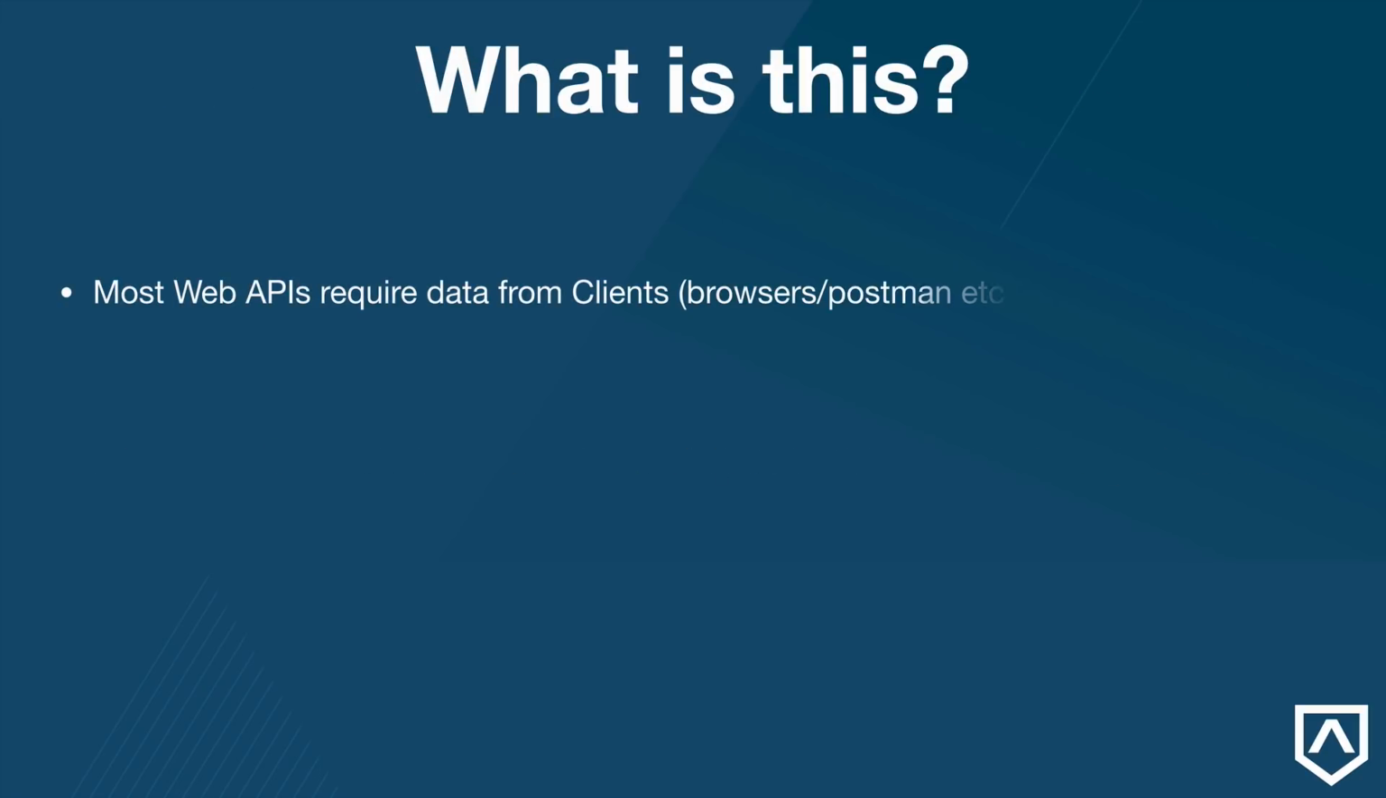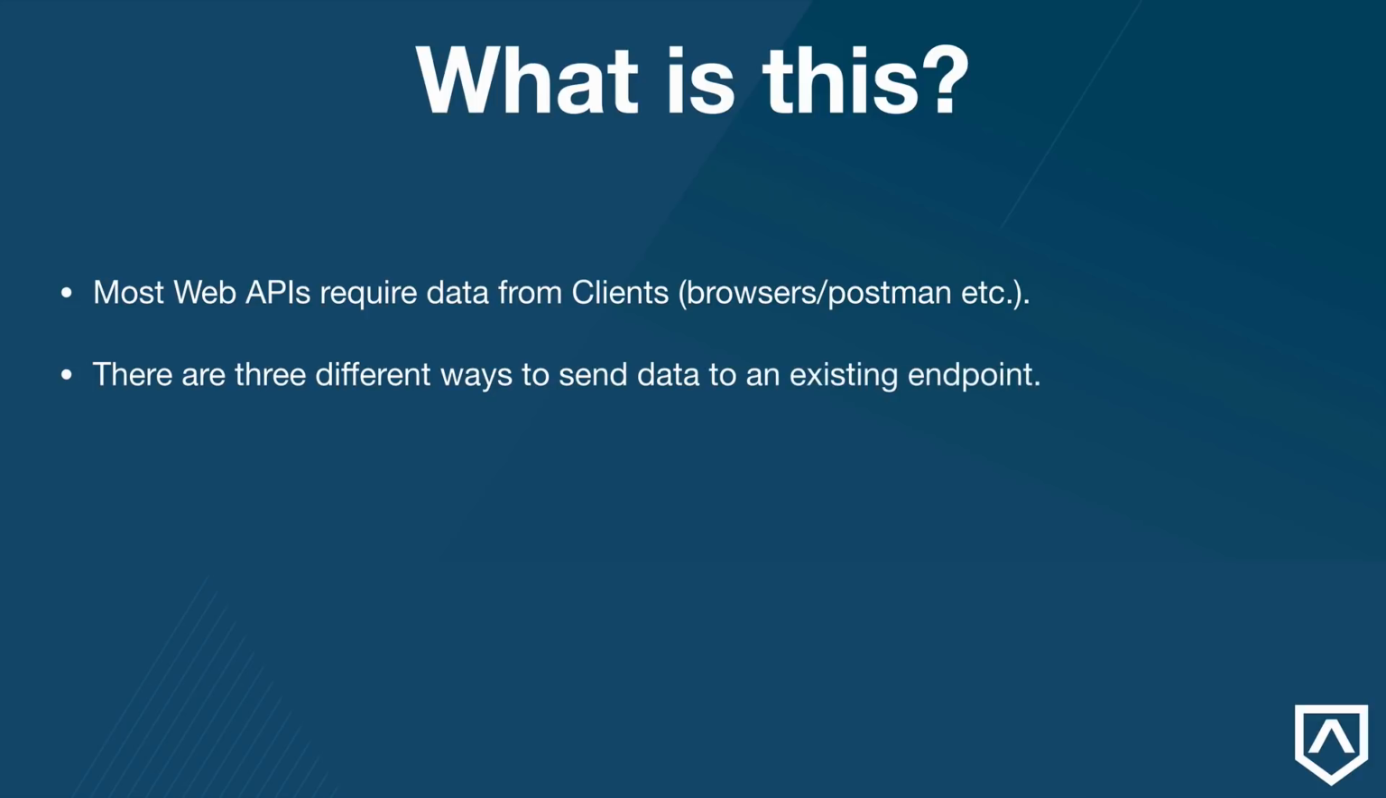Well, most web APIs require data from clients, for example, browsers and Postman, for us to be able to interact with them in the way that we intend to interact with them. There are three different ways to send data to an existing endpoint.